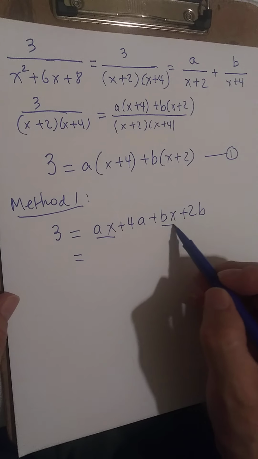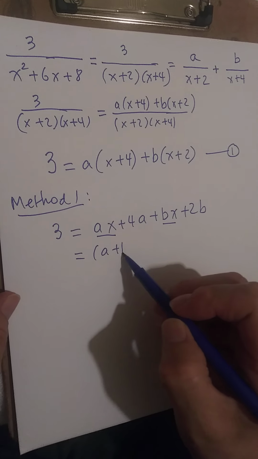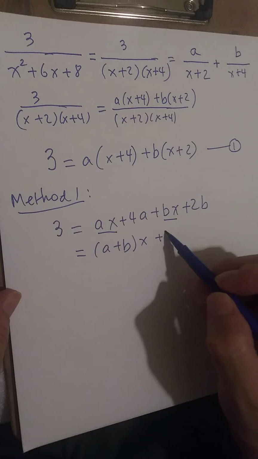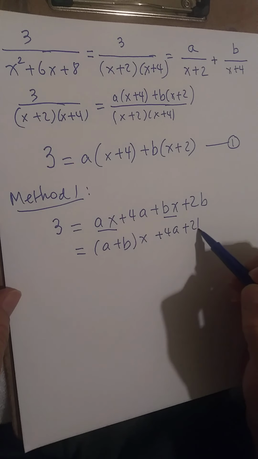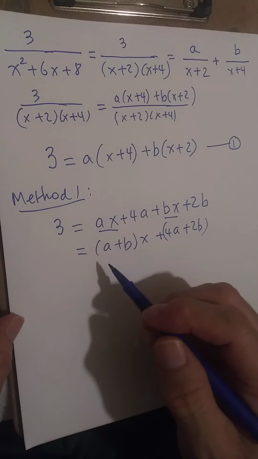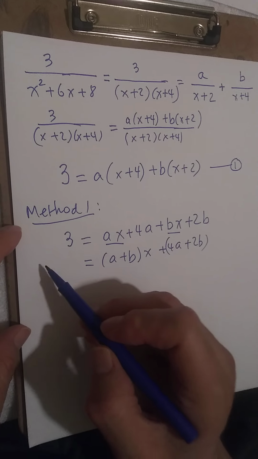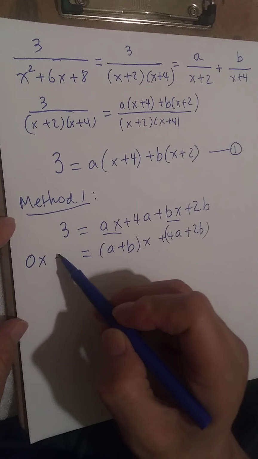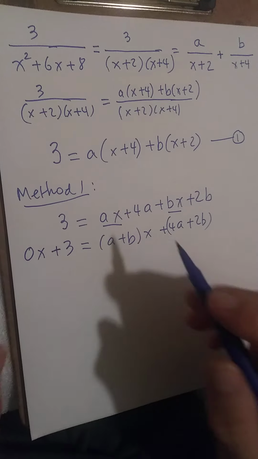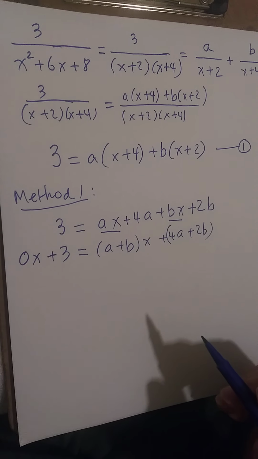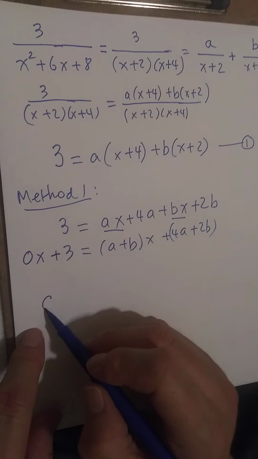Group the terms that have x in them. So a plus b times x plus 4a plus 2b. Okay, I'm going to rewrite the left side. The left side is 0x plus 3. The coefficient of x on the right side is a plus b.